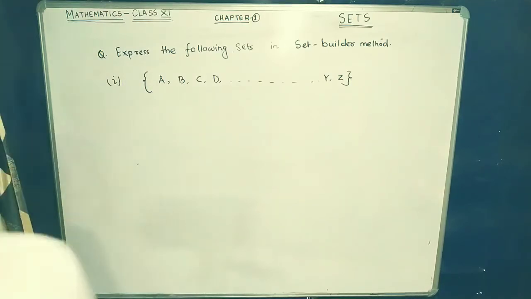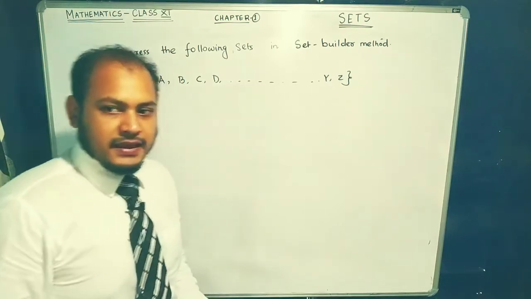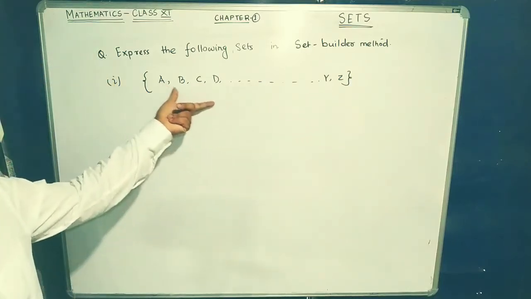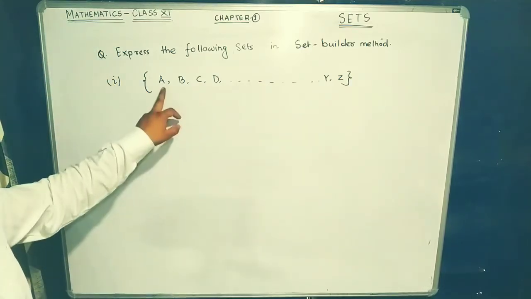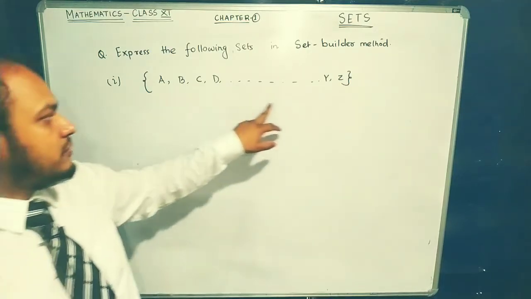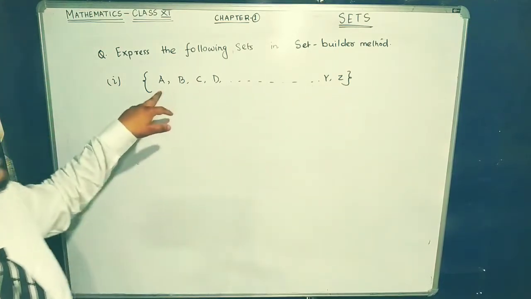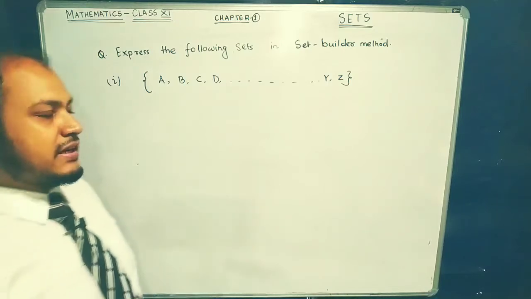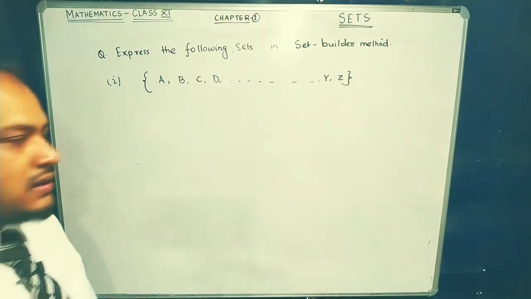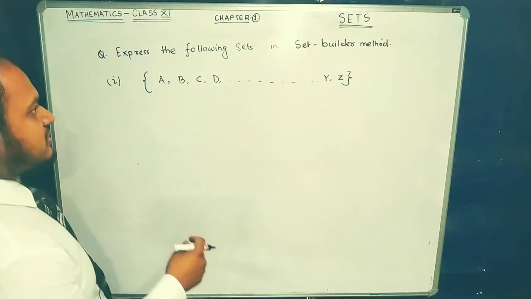So if you remember correctly, what did I tell you? You have to first of all recognize any pattern that is present in these elements. What is the pattern that you see? The pattern is that each and every element in this set is nothing but a letter of the English alphabet, and each and every letter is capitalized. So see, this is a set of capital letters of the English alphabet. So the common property between all the elements is that each and every element is a capital letter of the English alphabet. So how to represent this in set builder method?